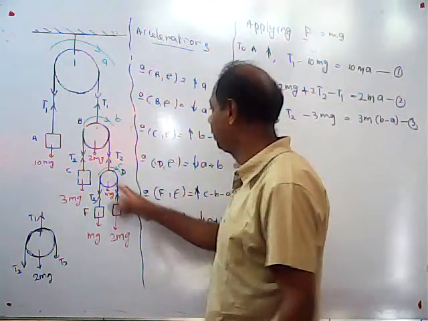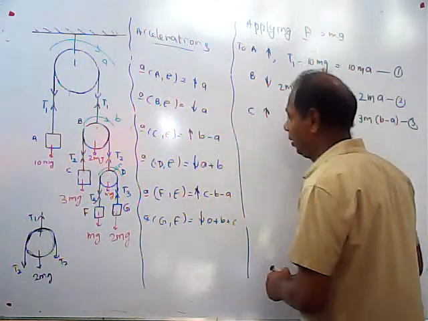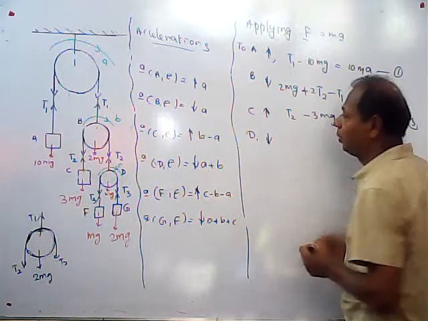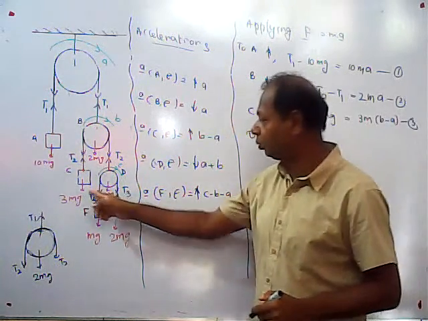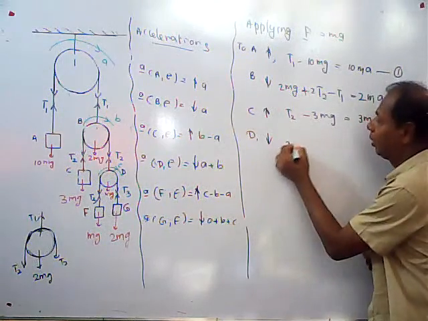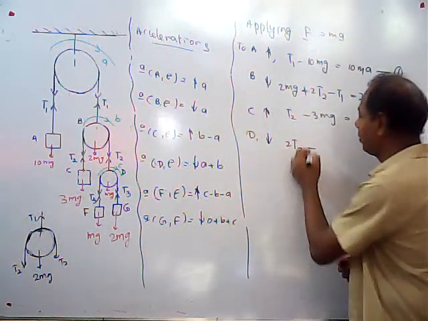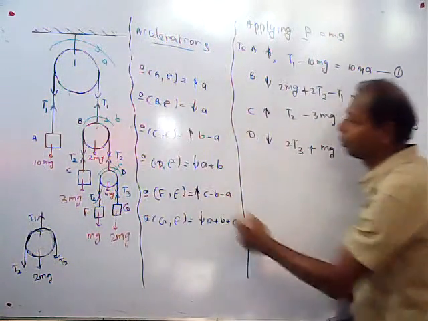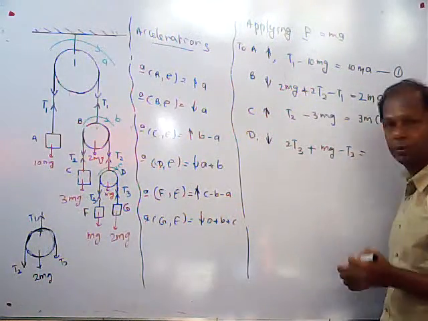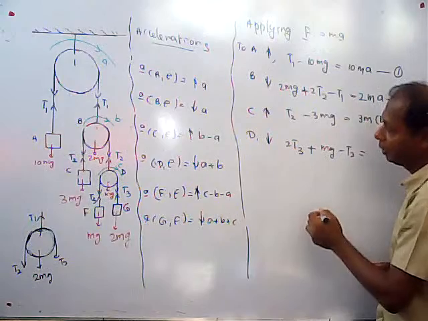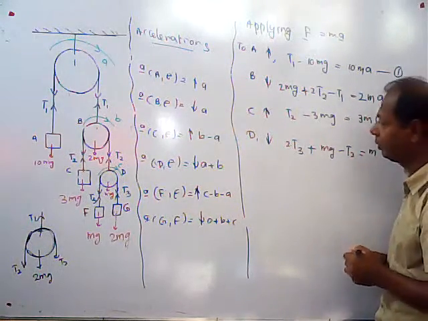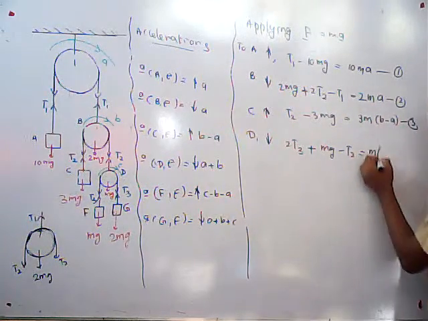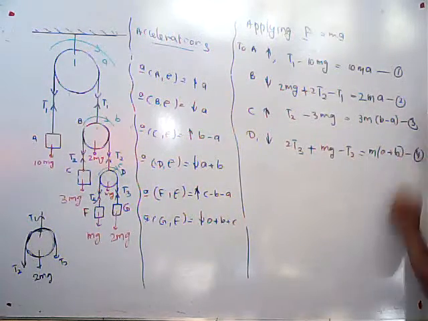Then let's go to D. D downwards. We have 2 times T3 coming down. 2 times T3 plus mg and minus T2, right? Equals m times the acceleration of D, which is written here. Acceleration is a plus b. Equation number 4.